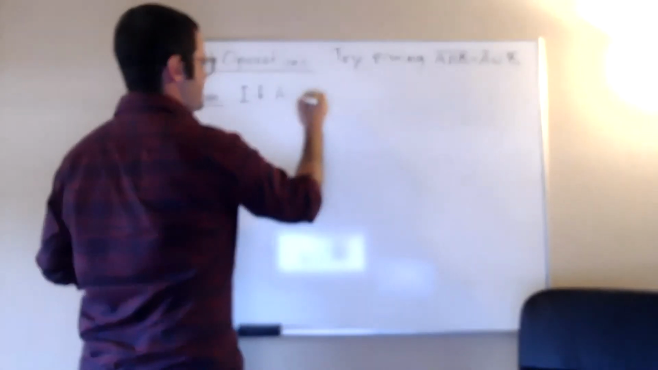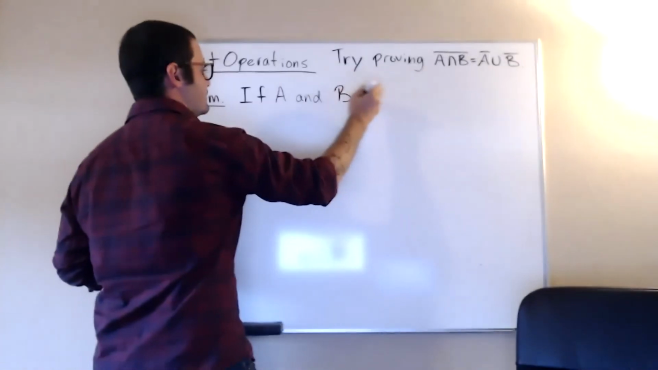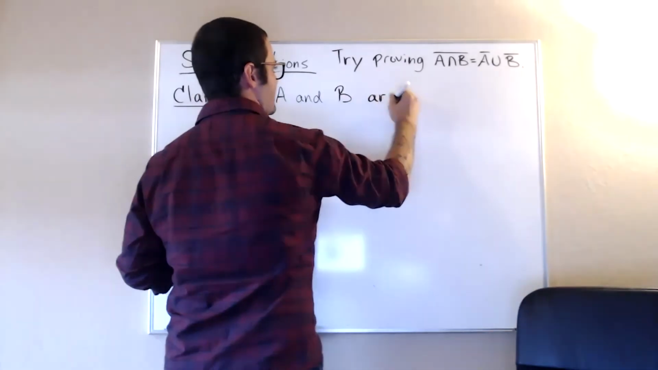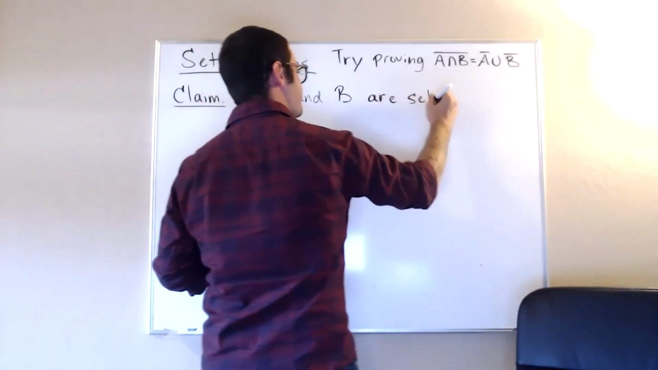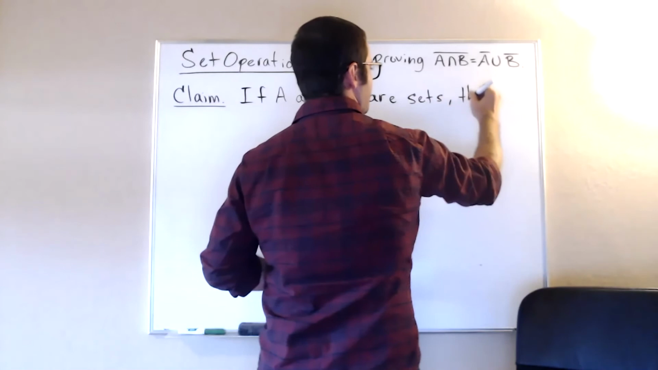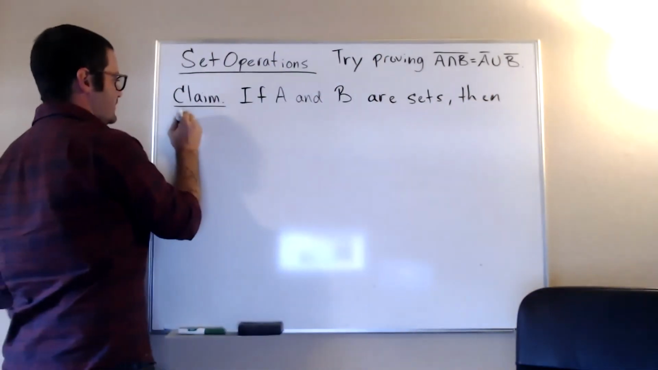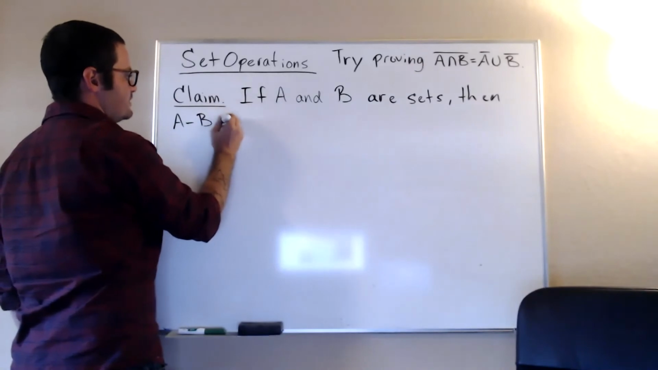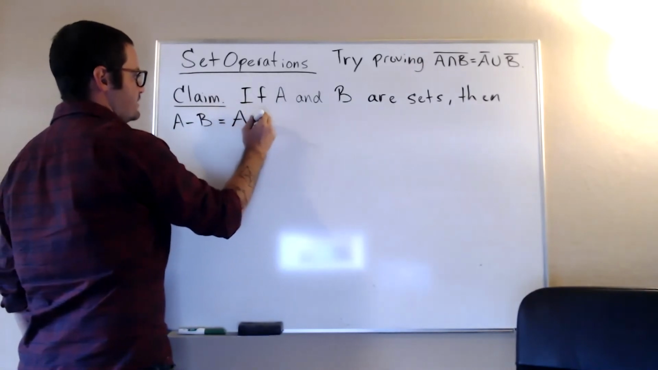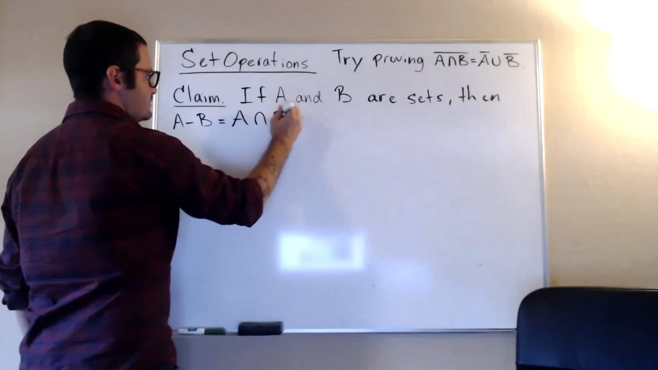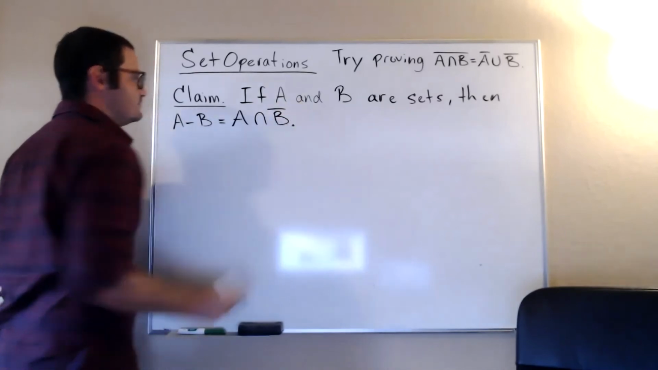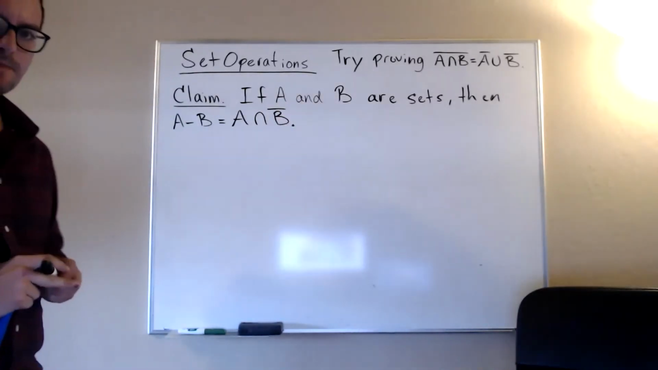Okay, so if A and B are sets, then A set difference B is equal to A intersect B complement.